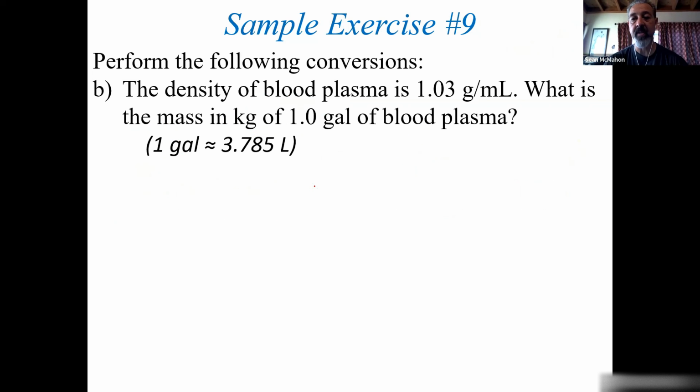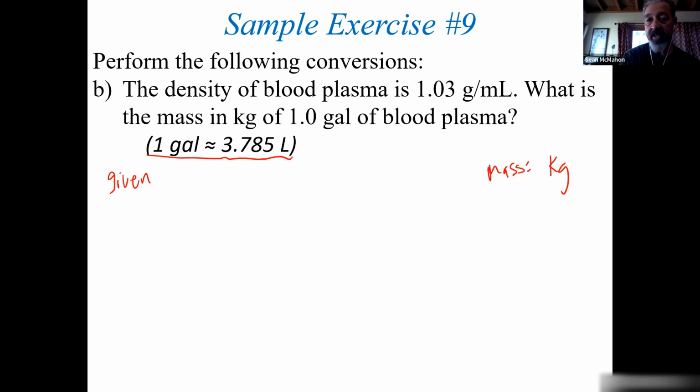What about this one? The density of blood plasma is 1.03 grams per mil. What is the mass in kilograms in a gallon of blood? Okay, so what do I want? Mass in kilograms. I don't end with the ratio, so I shouldn't start with 1. So what am I given? I'm given gallons per 3.785 liters. I'm given 1.03 grams per mil, but those are ratios. So what am I going to start with?